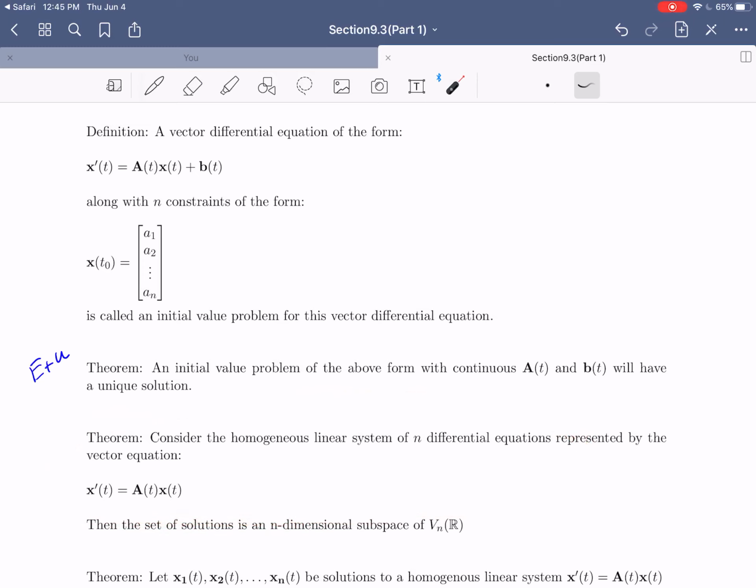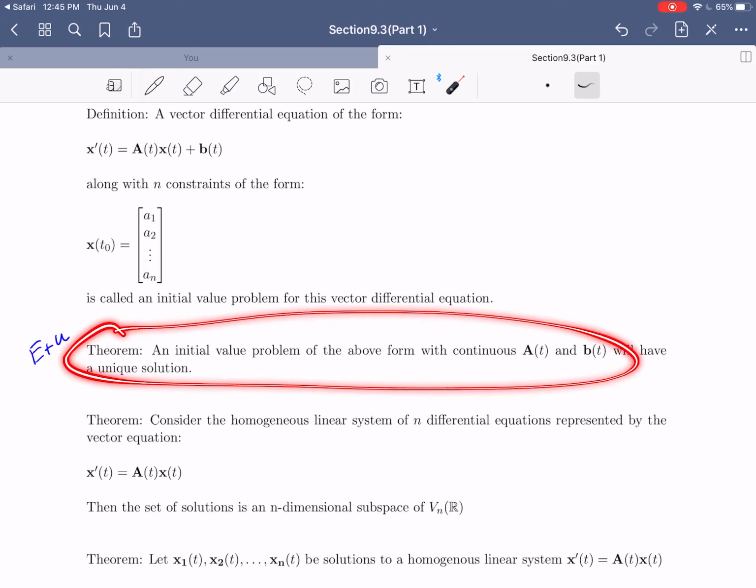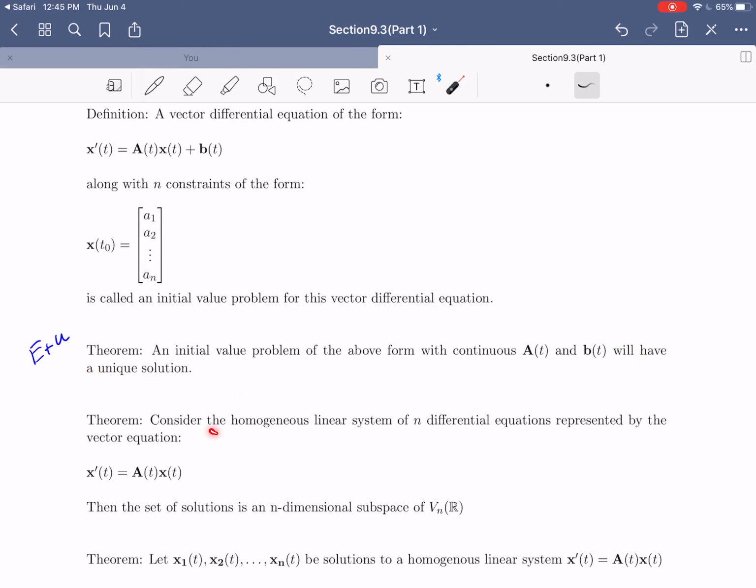Now, this next theorem is one that your book does run through a quick proof of, but we actually proved the identical situation when we were talking about higher order linear equations. So again, I'm going to skip the proof here, but it relies on this existence and uniqueness. This theorem says if you consider the homogeneous linear system of n differential equations represented by the vector equation x prime of t equals A(t) x(t). Notice we're saying homogeneous, so b(t) is assumed to be 0 here. So we have a homogeneous system of differential equations. Then the set of solutions is an n-dimensional subspace of Vn of R. Remember, Vn of R is the vector space of all n-dimensional vector functions.